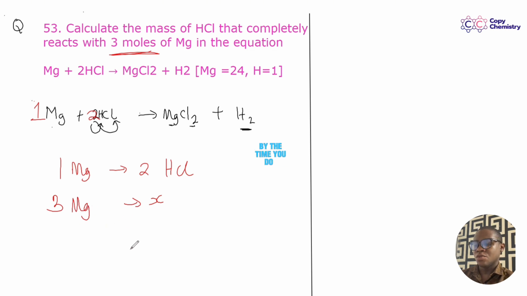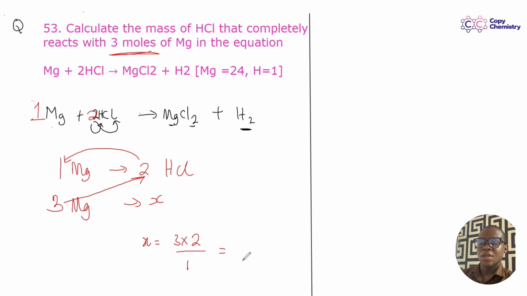And by the time you do your cross multiplication, the shortcut I usually tell students is this 3 here multiplied by what you have across and then divided by the number you have at the back. That gives you your X as 3 times 2 divided by 1. And that's just 6. So we have 6 moles of HCl. That's what must react with 3 moles of Mg, okay?